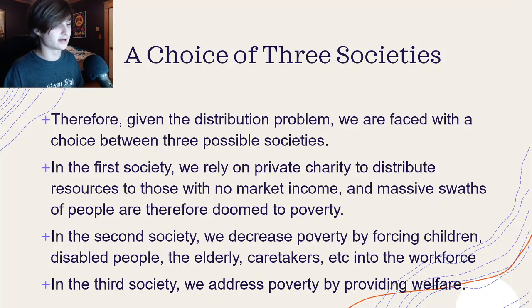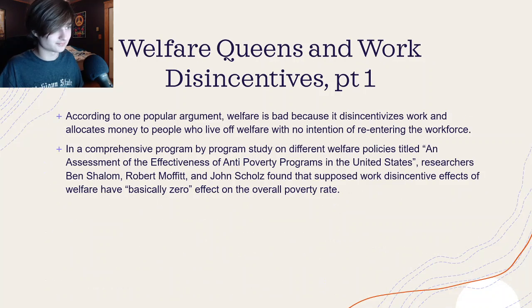In the second society, we decrease poverty by forcing children, disabled people, elderly people, caretakers, etc. into the workforce, which obviously is quite dystopian. In the third society, we simply address poverty by providing welfare to people who aren't earning a market income. I'll leave it up to your intuition. I would say that any morally decent person can very clearly see what the preferable society would be.